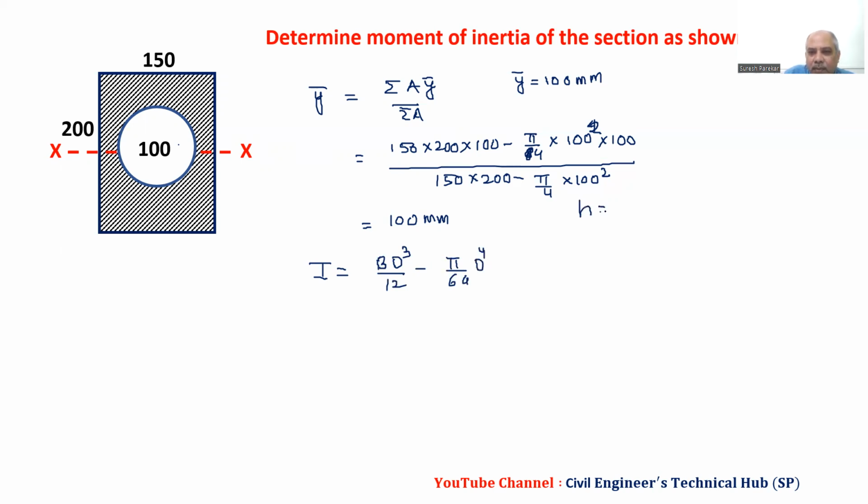Now why? Because the h value in both cases you will get 0. And therefore the second term, A h square, you will get as 0. So now we have b as 150, d as 200, cube by 12, minus pi by 64 into d, we have 100 to the power 4. And we will get this value 95.09 into 10 raised to 6 millimeter to the power 4.